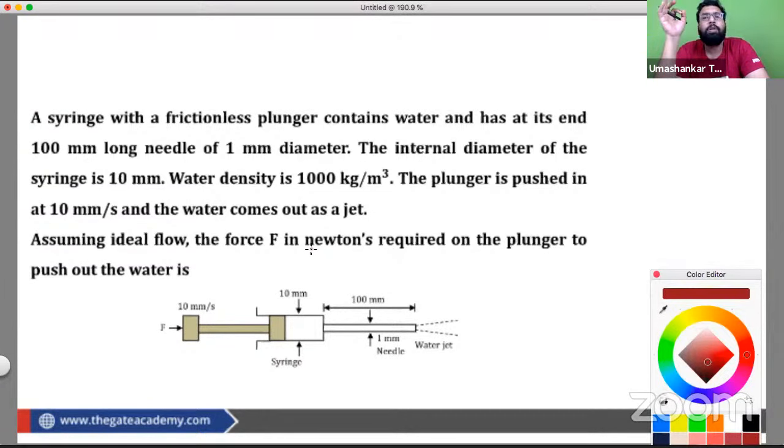This is a simple question of the Bernoulli equation, but they packed it very heavily. Because as a student, when we see this kind of question, with a syringe, we think, oh, how to solve it? We have never solved a question on a syringe. So they are just trying to create a delusion in your mind. It is definitely not like that.